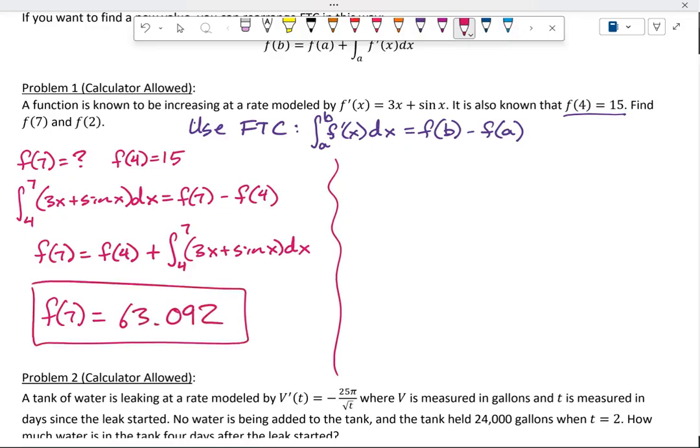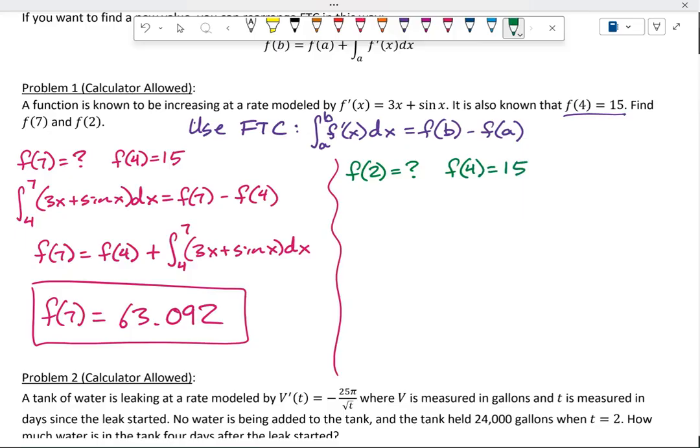All right, let's set up the next one. We have to be very careful with this one, though. So what are we wanting to find? F of, what do we know? We can actually use either one. I would still use f of 4 because that's a nice whole number, not a decimal. That's what I would recommend.